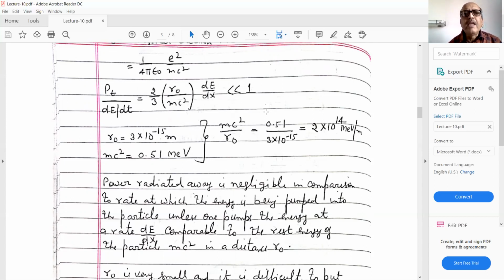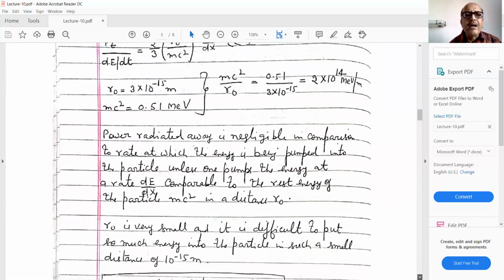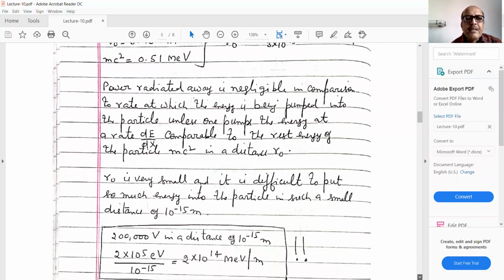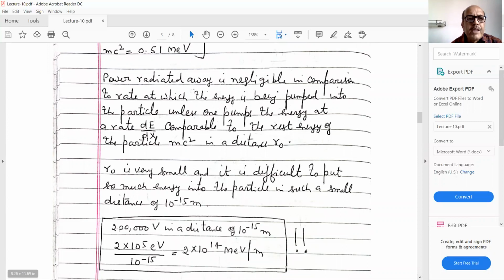But otherwise, what are the practical problems of having dE over dx to be of this order? So we make another small calculation, because R0 is very small and it is difficult to put so much energy into the particle over such a short distance, because R0 is 10 to the power minus 15. So I give you an example. Suppose theoretically, if you put 200,000 volts in a distance of 10 to the power minus 15 meter, then this voltage corresponds to the energy to be equal to EB in joule.